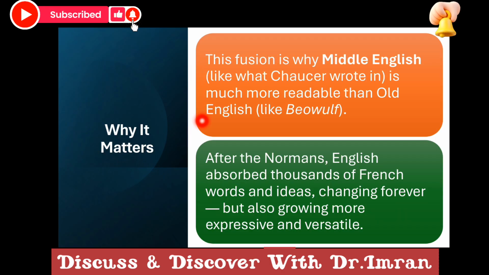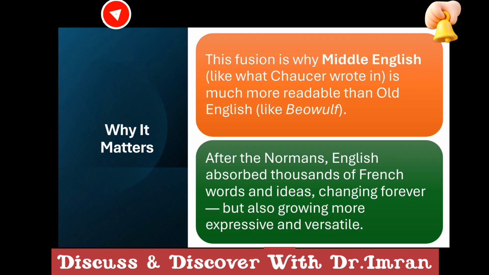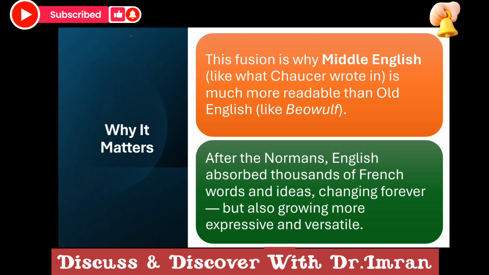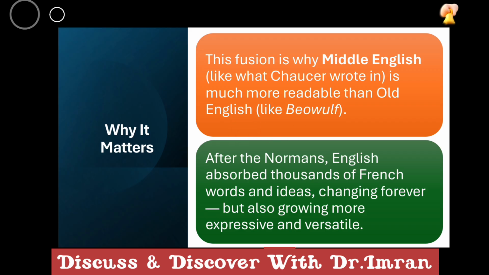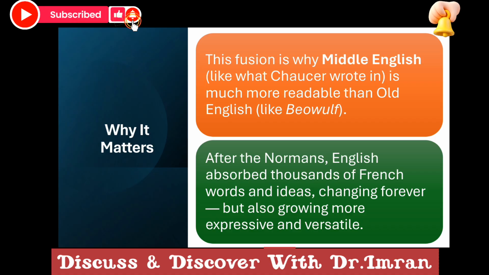Now, why does it matter? This fusion is why Middle English, like what Chaucer wrote in, because Chaucer was also writing Canterbury Tales in the English language, is much more readable than Old English, like Beowulf. If you pick up Beowulf, 100% you will be unable to read it. And if you pick up Canterbury Tales, at least 30-40% you will be able to understand it. So Middle English is understandable a little bit, but Old English is beyond our understanding. So that's why Middle English matters, because Chaucer wrote it, and it's much more readable than Old English.